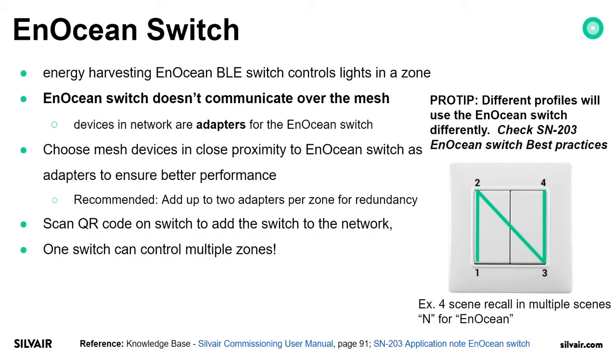Always choose mesh devices in close proximity to an Ocean switch as adapters to ensure better performance. We recommend adding up to 2 adapters per zone for redundancy, so that when one node fails, the switch will still work with the second device. Very important feature: one switch can control multiple zones.